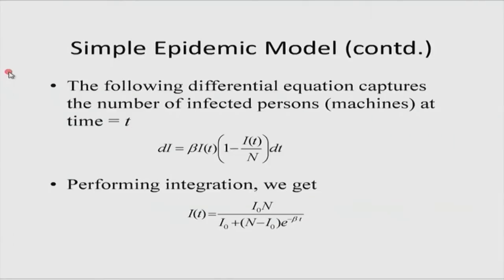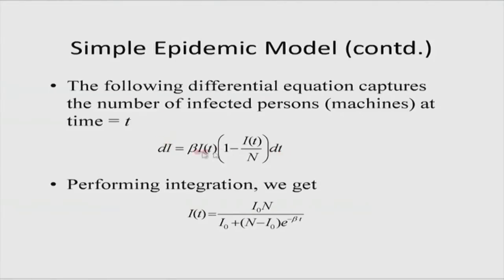So we use a model that has been borrowed from human epidemic spread. We have different models that model human epidemics, and some of them are referred to as the SEM, simple epidemic model. That model has been used over here. It's got a bunch of differential equations. This is the simplest version of the SEM. The following differential equation captures the number of infected machines at time t. In a short interval of time dt, you infect dI machines. What is the relationship between dI and dt?